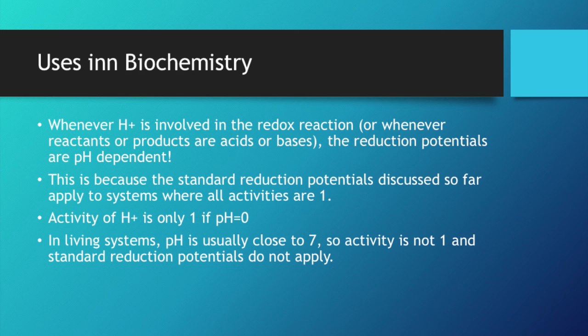Now, we remember from the previous slide that an activity of 1 is nearly impossible to obtain. Because when we have an activity of 1, our pH would have to be 0, and that's nearly impossible also. And in any living system, our pH is usually close to 7, because we maintain homeostasis. So the activities are never equal to 1, and therefore our standard reduction potentials do not apply to most of our reactions.